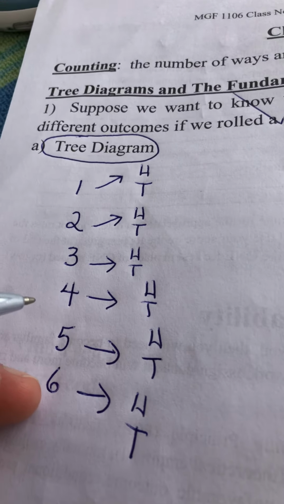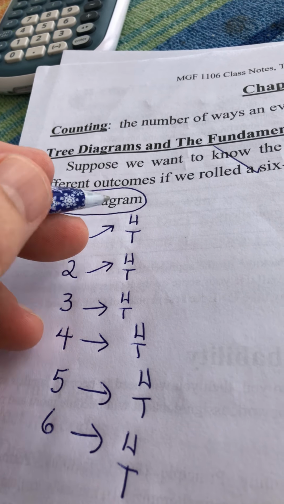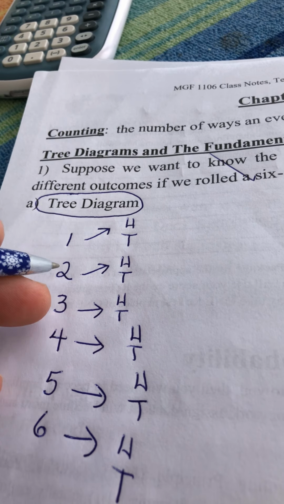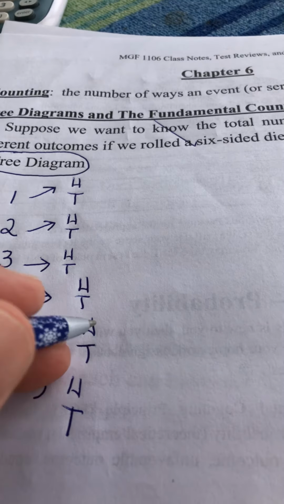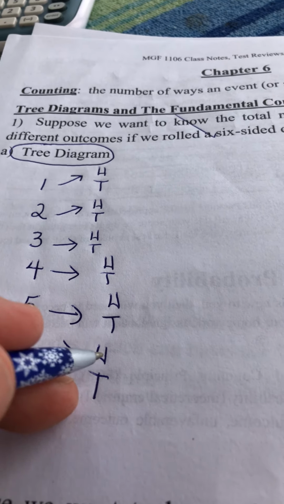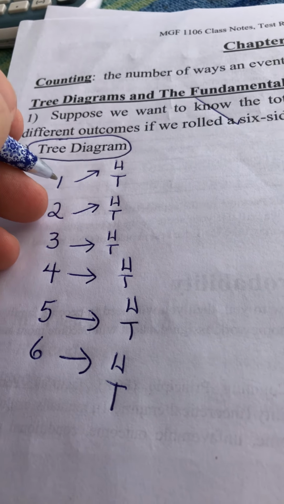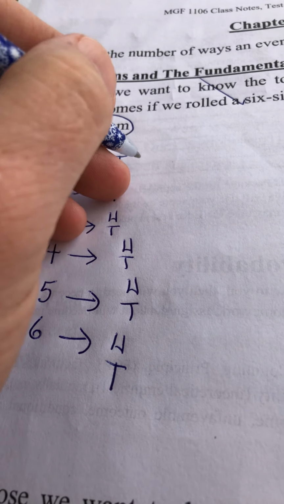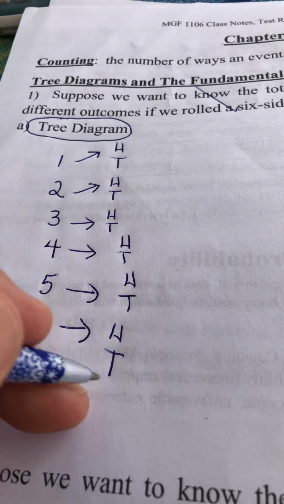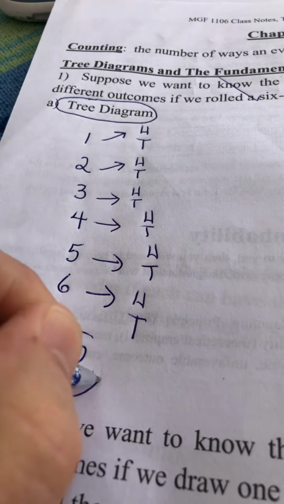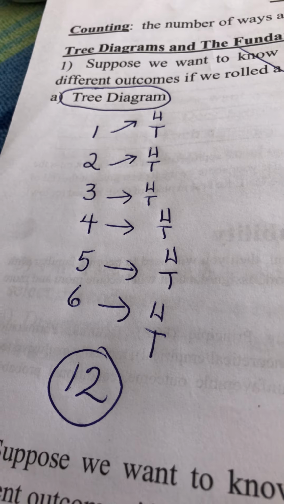Now here's how I count this. Here's one possibility: 1 with a head. Then 1 with a tail. 2 with a head. 2 with a tail. 3 with a head. 3 with a tail. 4 with a head, 4 with a tail, 5 with a head, 5 with a tail, 6 with a head, 6 with a tail. So basically, look what I'm doing. I'm counting the total number of outcomes. 1 possibility, 2, 3, 4, 5, 6, 7, 8, 9, 10, 11, 12. So I'm looking at the branches or the different pathways on my tree to determine that there are 12 ways to do this.